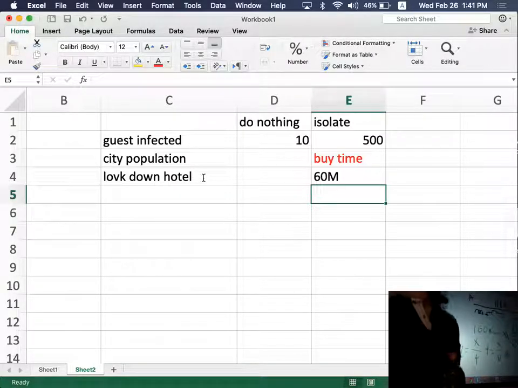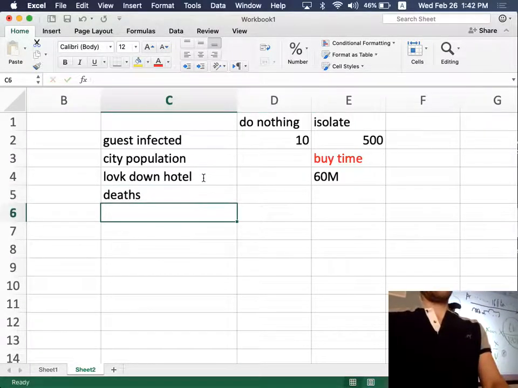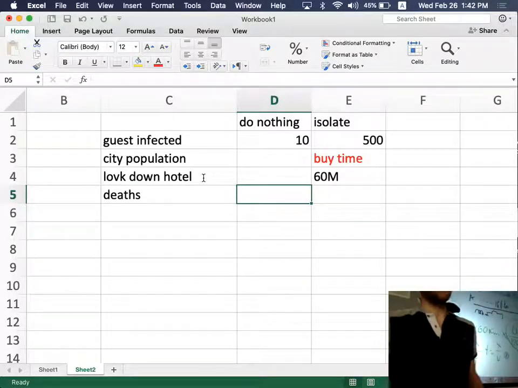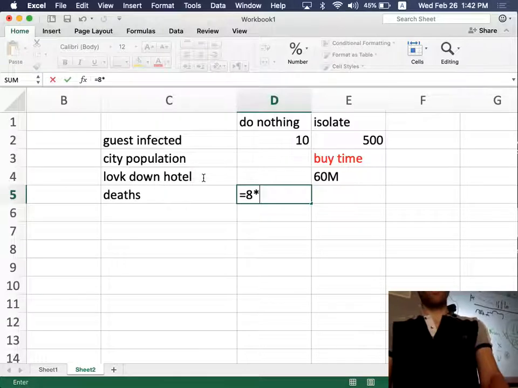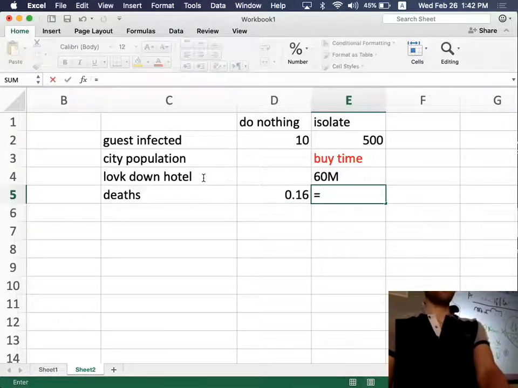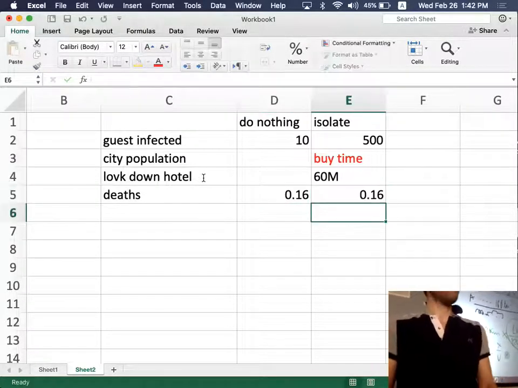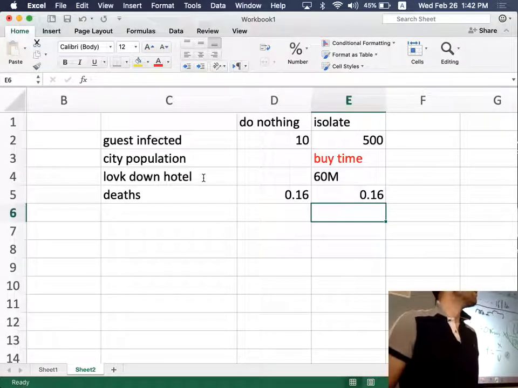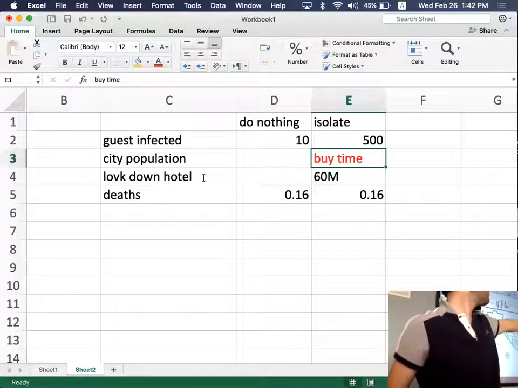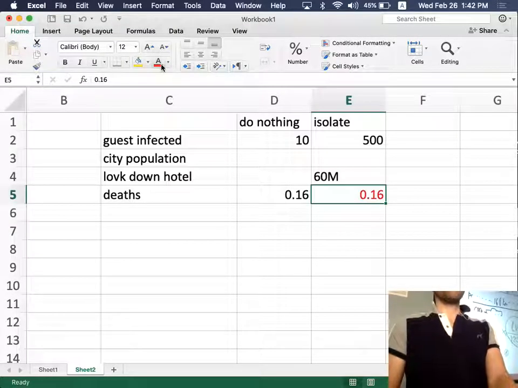That's it. Death rate of the virus is 0.02. Okay, so in this case, we're going to have 8 million multiplied by 0.02. This is the deaths. And here we're going to have the same, right? 0.16 million deaths. Yes? So it's still the same. So I'm going to put a comment here. So this is 2 months later.